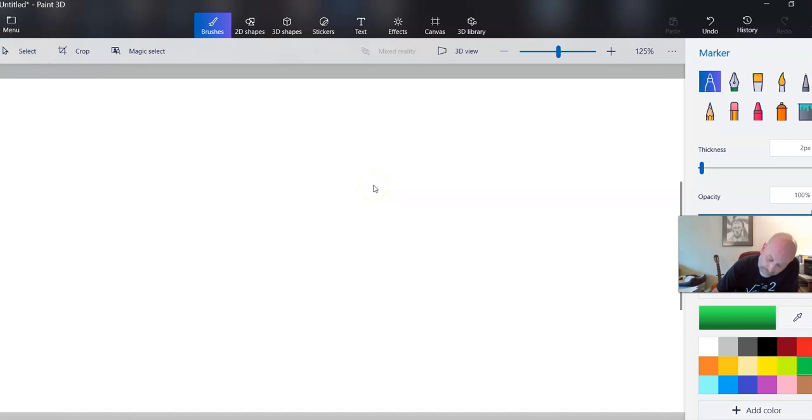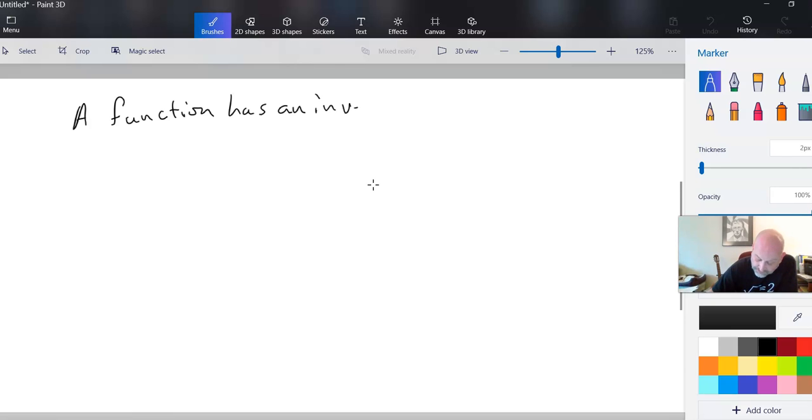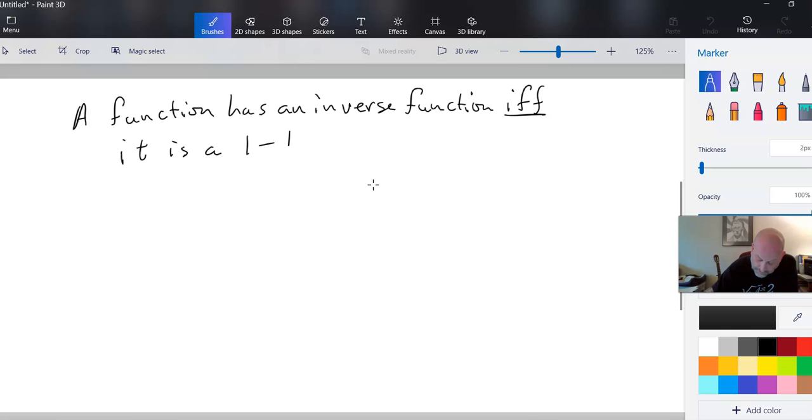Now, a function, oh, there it is. I was going to say it didn't write for me. Let's try it one more time. A function has an inverse, I should say inverse function, if and only if, right? There's that double F if again. That means that what's coming is a definition. If and only if it is a one-to-one function.